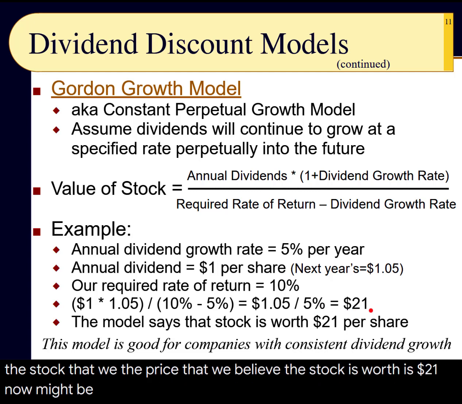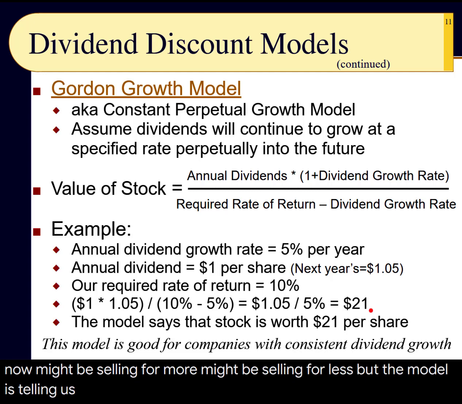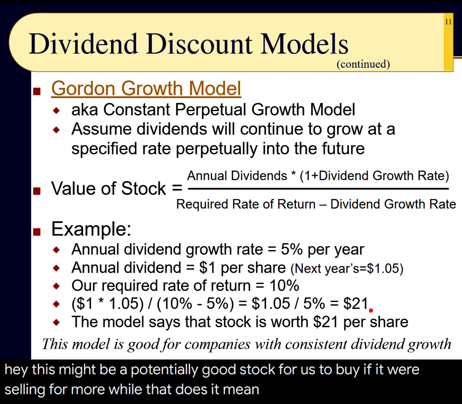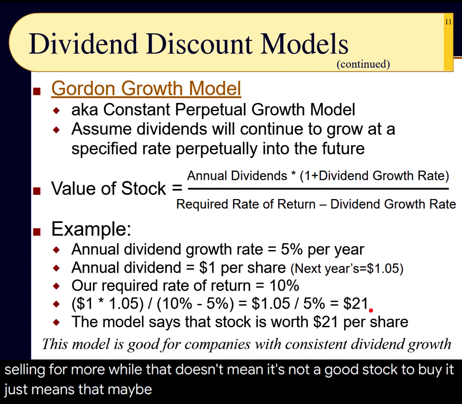Now, it might be selling for more, it might be selling for less, but the model is telling us that we would expect to pay $21. If it were selling for less, hey, this might be a potentially good stock for us to buy. If it were selling for more, well, that doesn't mean it's not a good stock to buy. It just means that maybe we shouldn't expect 10%. That's why they call it the future, right?